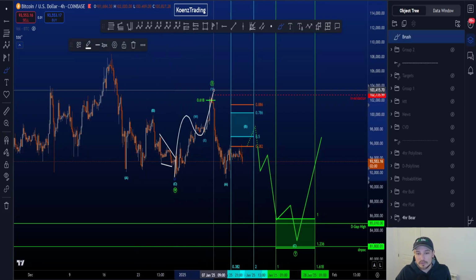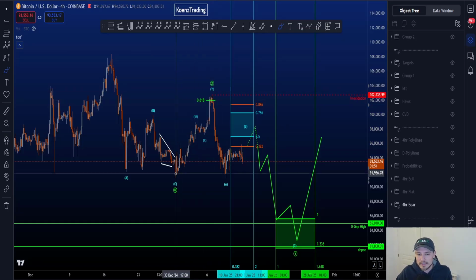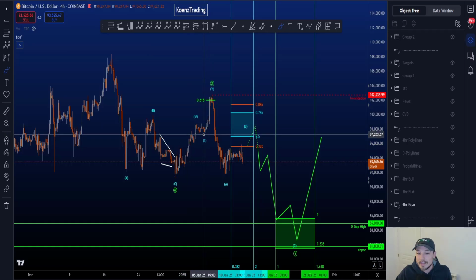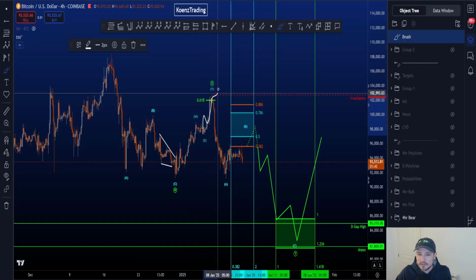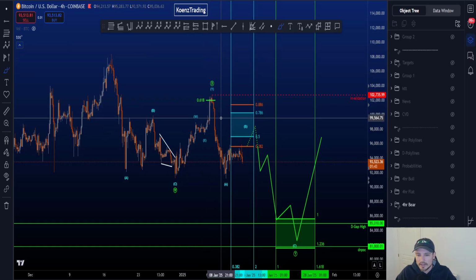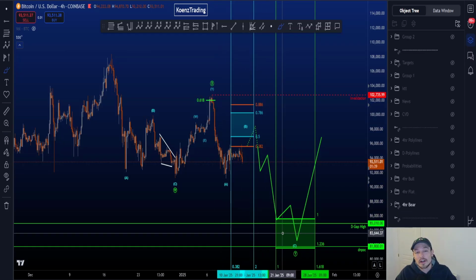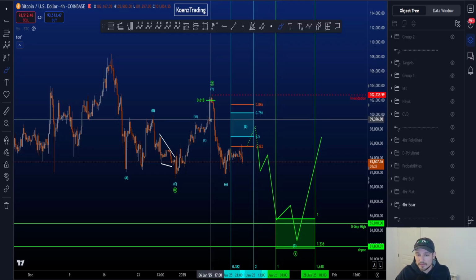Any corrective structure is possible in a wave X, but most commonly wave X is a zigzag or double zigzag, and in this case it is labeled a WXY double zigzag: ABC in W, a sideways correction in X, and then another nice ABC to the upside in a wave Y. Then we look for another three-wave corrective structure to the downside in an ABC, 5-3-5, right?